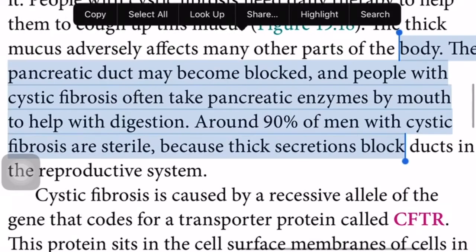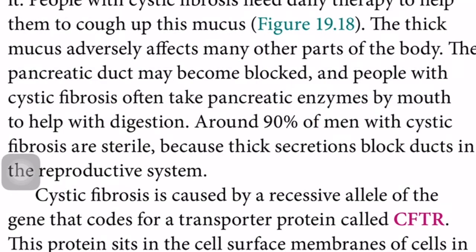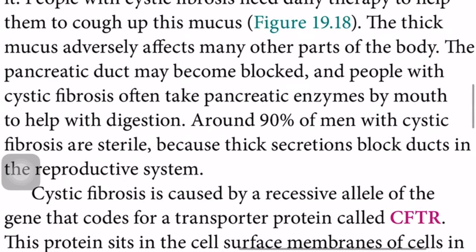The thick mucus adversely affects many other parts of the body. The pancreatic duct may be blocked, and people with cystic fibrosis often take pancreatic enzymes by mouth to help their digestion, because pancreatic juice cannot be secreted into our body. That is because it is blocked. That's why we need to take the pancreatic enzymes by mouth through pills or medicines.